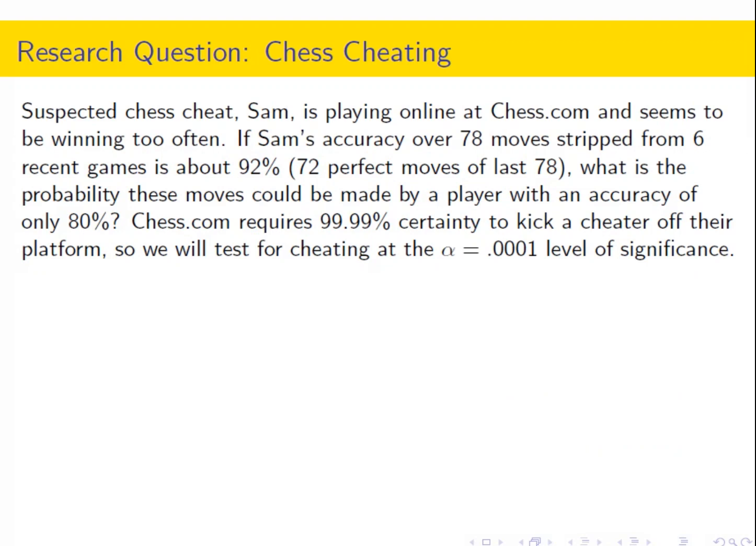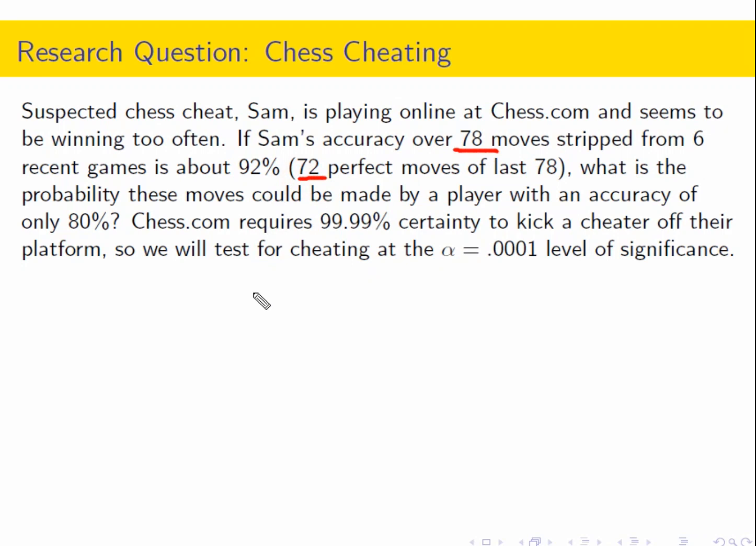Okay, so we are at chess.com, and we're trying to determine if this suspected chess cheat Sam is cheating or not. So we find 6 games that he's played recently, and we find 78 moves that aren't forced, that aren't opening moves. And he plays 72 out of 78. He plays these engine moves from these chess computer engines.